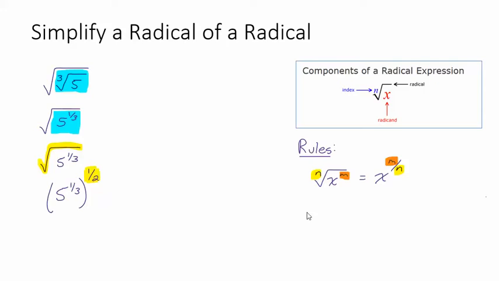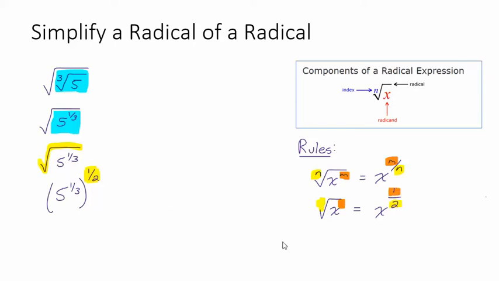So I could write a rule for that, a sub-rule of this. The square root of x has a 2 written here, a silent 2, an invisible 2, so that's going to be my denominator. And x doesn't have an exponent written, so we know that it is to the first power. If it's not written, it's to the first power. So the square root of anything is that thing to the 1/2 power.